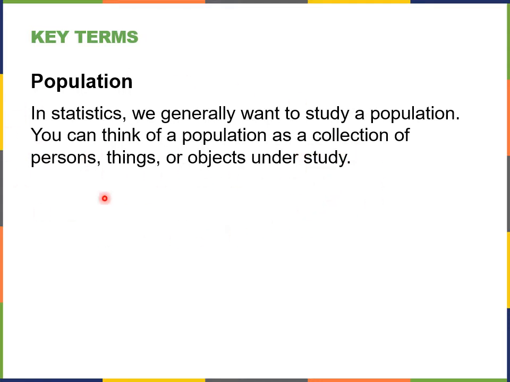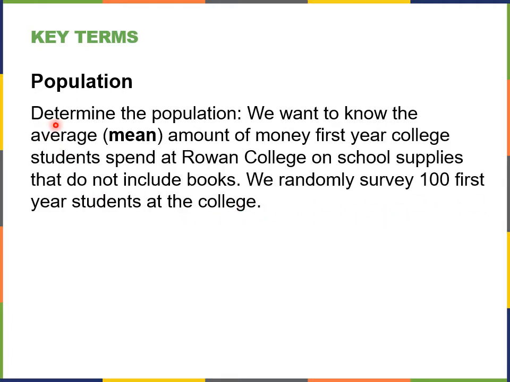Think of population as a collection of people, things, or objects, but it's the larger group. And we want to look at that population, we want to study it, and we want to say something significant about that population. There's a problem with that. Typically, populations tend to be very large, okay, and a little bit too cumbersome to work with. So if we wanted to determine, say, the average amount of money a first-year college student at, say, Rowan College would spend on school supplies that don't include books.